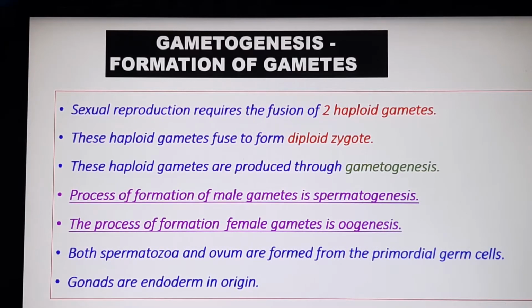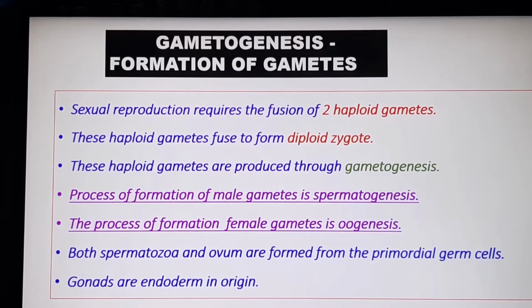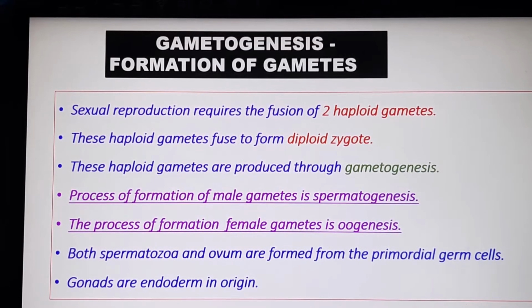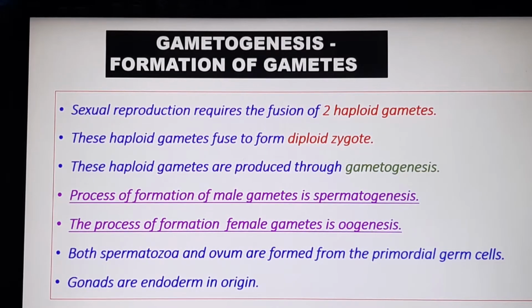These gametes are haploid with half of the chromosome number. These haploid gametes fuse to form a diploid zygote. These haploid gametes, both male and female, are produced through gametogenesis. Now let's see that the process of formation of the male gamete is known as spermatogenesis, whereas the process of formation of the female gamete is known as oogenesis.